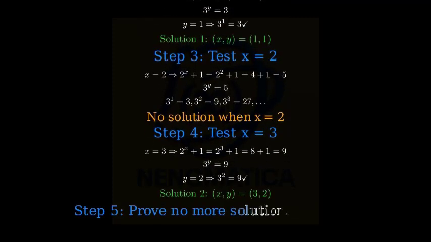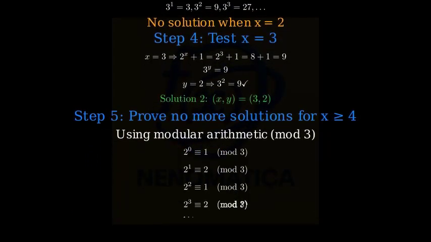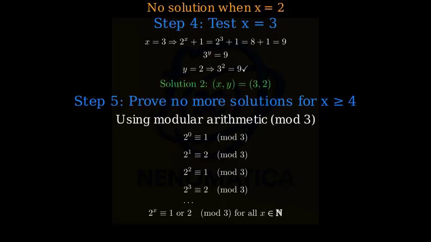Step 5. Now we need to prove that there are no more solutions for larger values of x. Tip: to do this, we'll use modular arithmetic, specifically looking at the remainders when dividing by 3. Let's examine what happens when we divide powers of 2 by 3. When we divide powers of 2 by 3, the remainders follow a pattern.